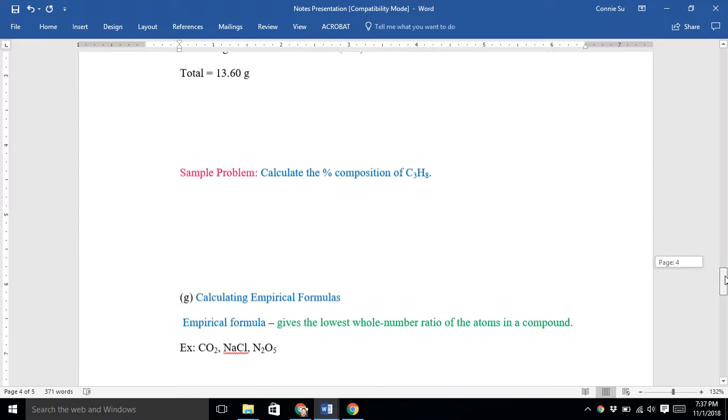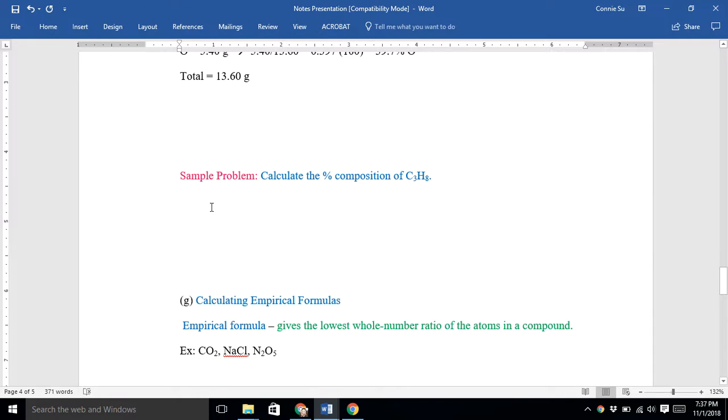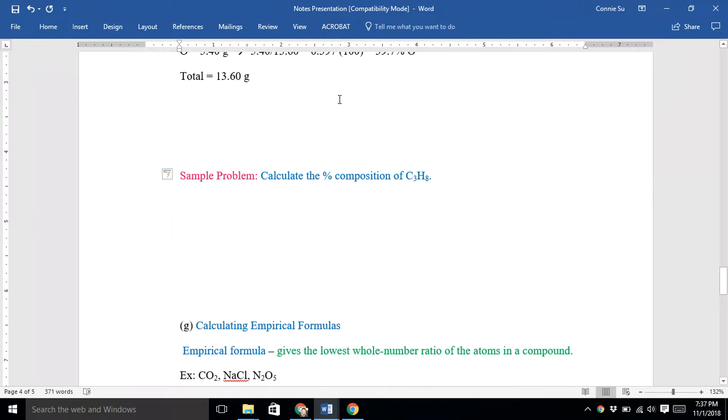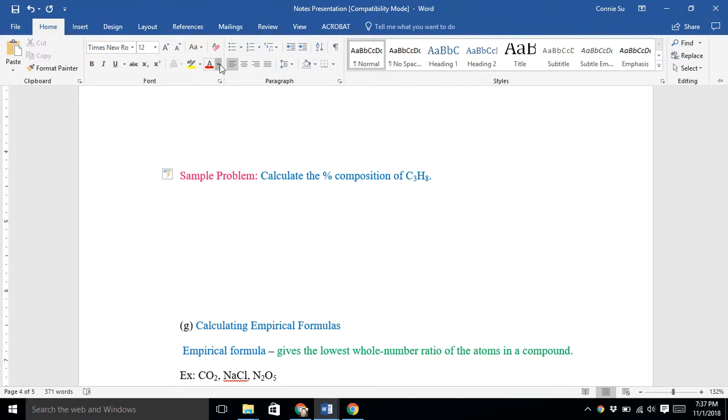Now let's look at the second example. This one asks us to calculate the percent composition for C3H8. Those are all the information given. We don't have any numbers. So to get the percent, which is all numbers, we have to get the numbers somehow from our chemical formula. Okay, I'm going to change my pen color really quick here.